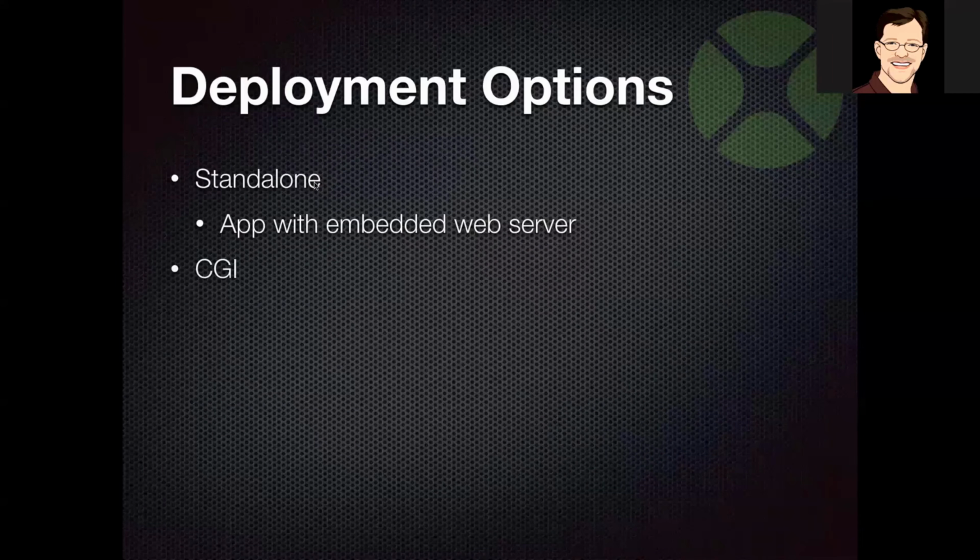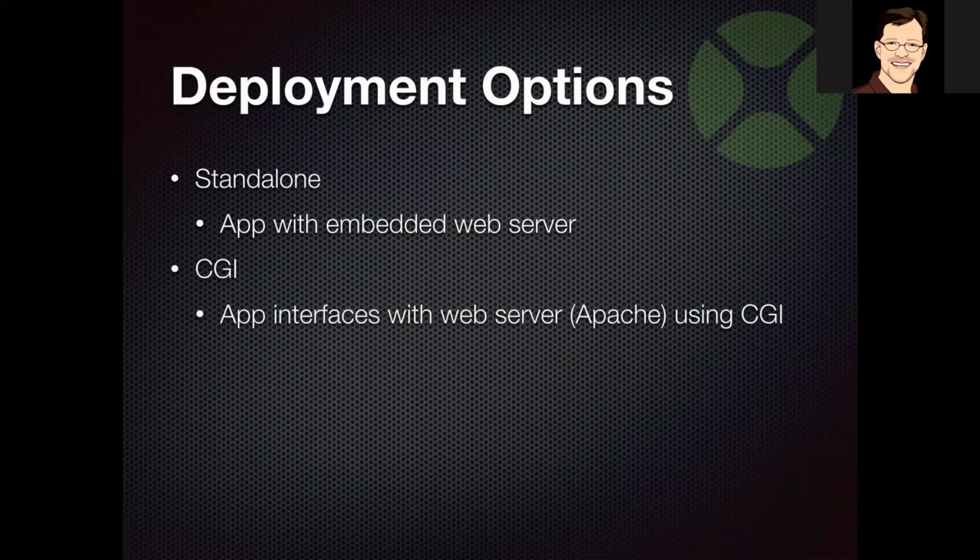The next way you can deploy is through CGI. So this builds a web app that interfaces with your existing web server, Apache in most cases, using a CGI script. Some web servers make this a little bit easier of a deployment option because you can just copy the Xojo app up into the CGI bin folder or something like that, and then your web app is automatically available. You don't have to do anything else.